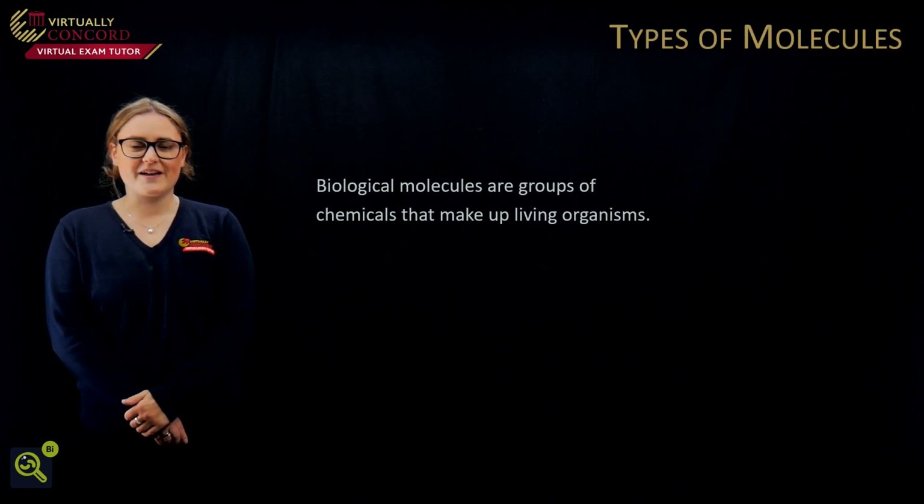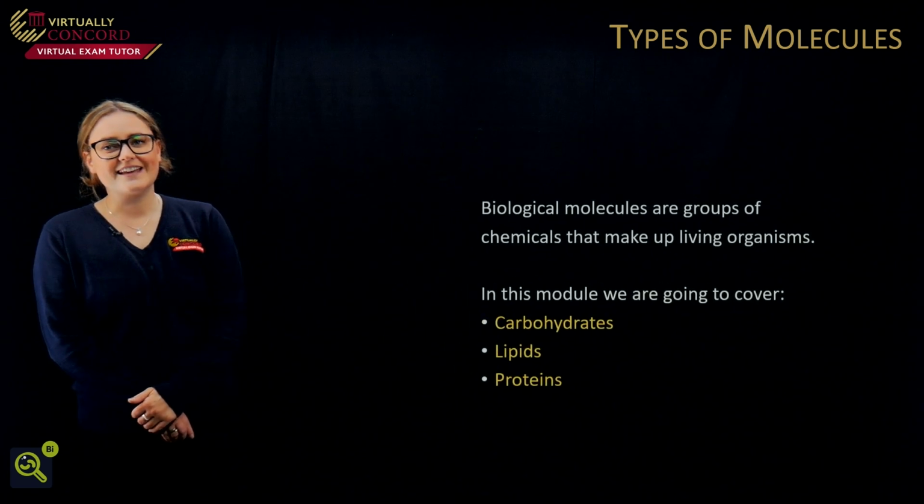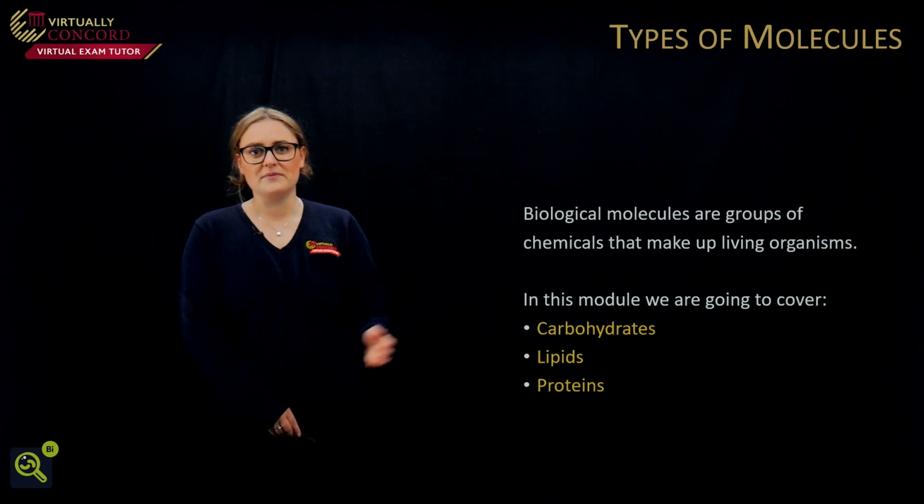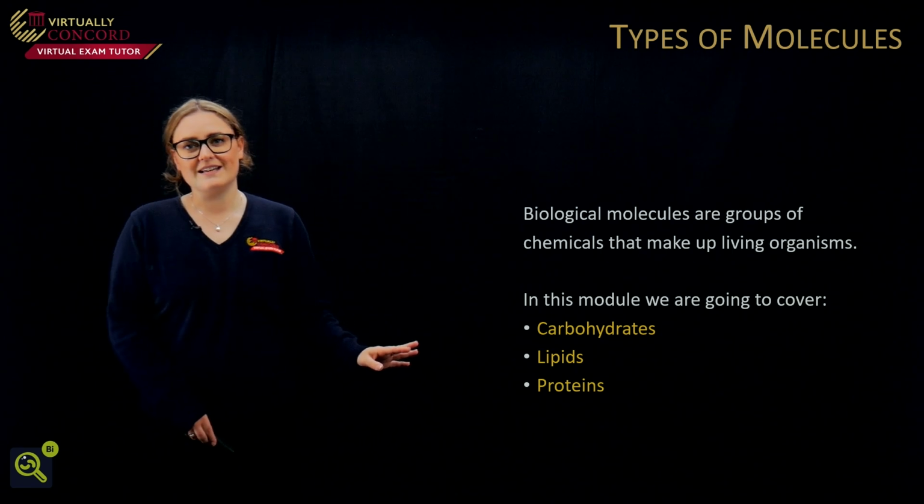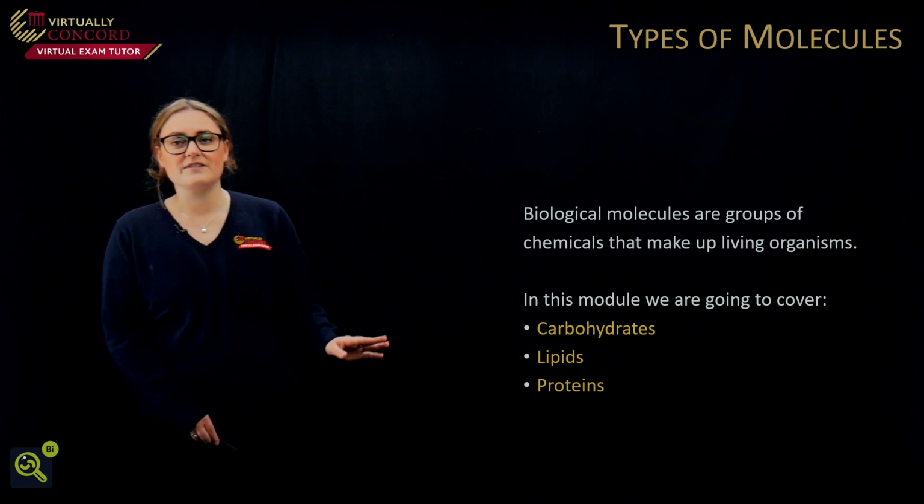Biological molecules are groups of chemicals that make up living organisms. In this module, we are going to cover the three main types. We're going to cover carbohydrates, lipids, and proteins. Now, we will come back to these in more detail later on, but for now, this is just our general overview.